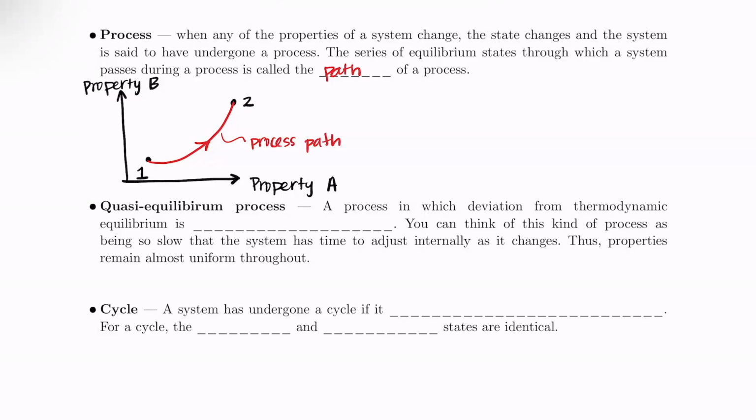And there's generally more than one way to get from state 1 to state 2. So we could take that process path in red, or we could do this one in purple. So this, I guess it's blue. I don't know. Not sure what color that is. This is a path of a different process.